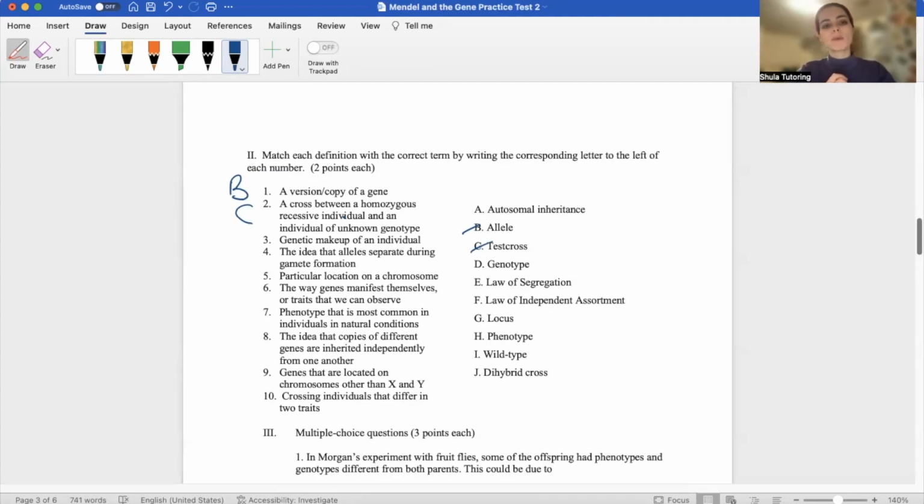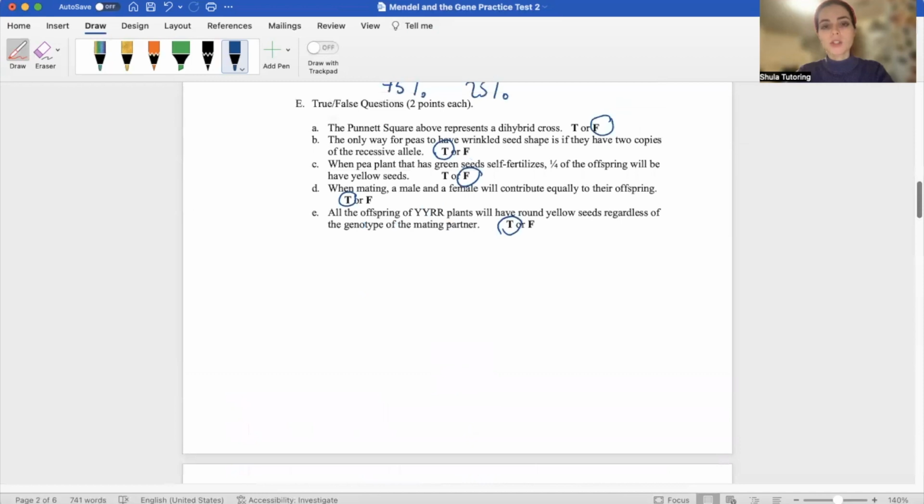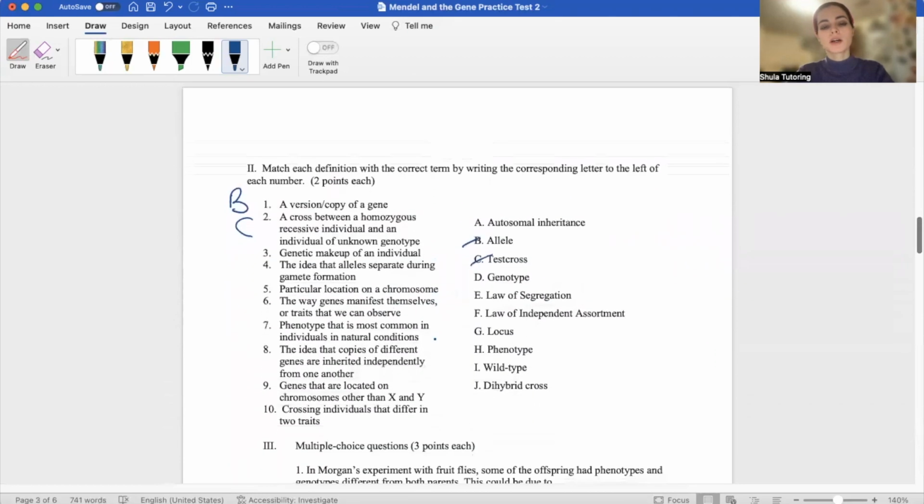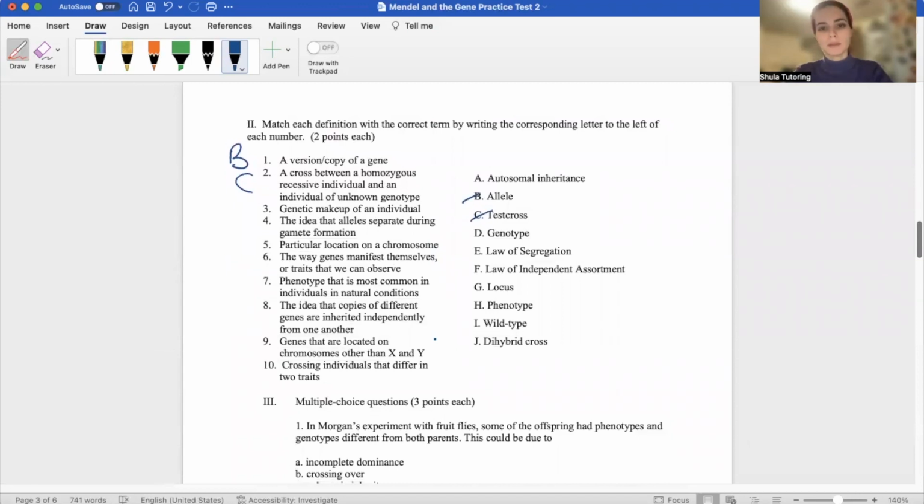So if you mate a homozygous recessive with a heterozygous individual, then some of the offspring will have the recessive phenotype. But if the other partner is homozygous dominant, like in this true or false question here, then all of the offspring will have the dominant phenotype, right? So that's what test cross is for. So moving along, genetic makeup of an individual, that's genotype. The idea that alleles separate during gamete formation, that would be law of segregation, right?